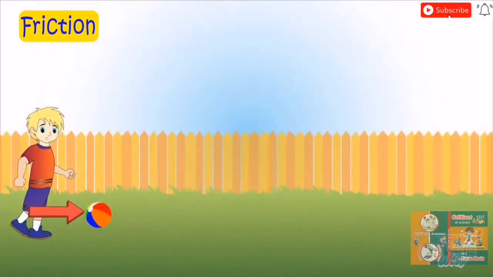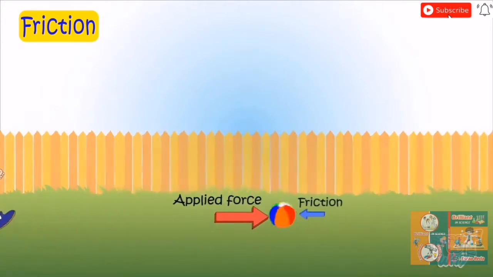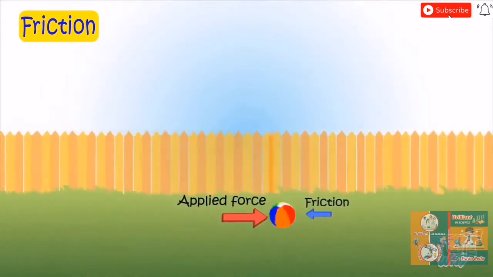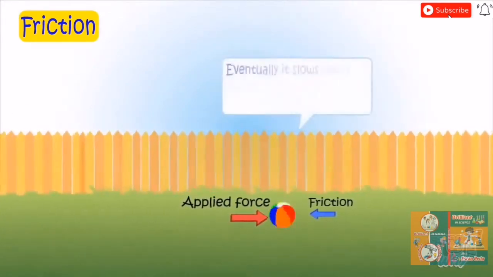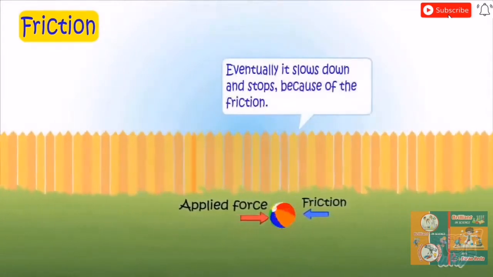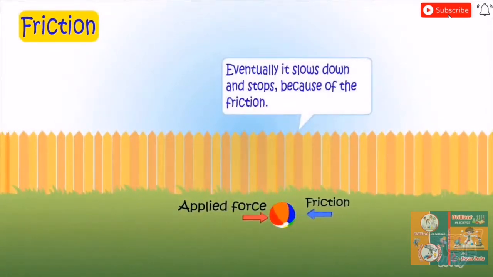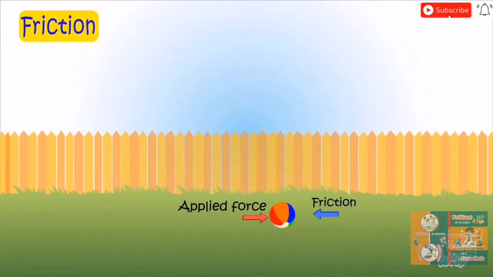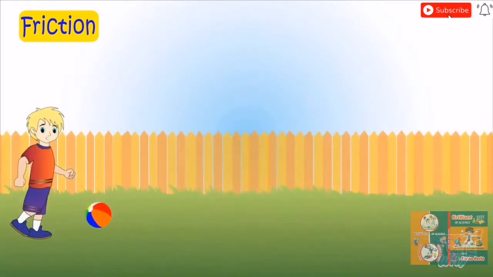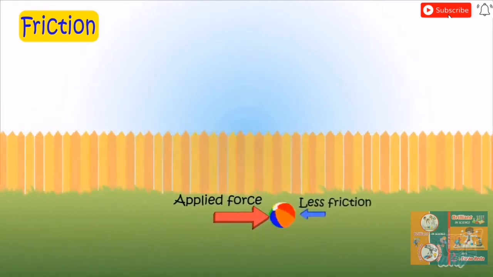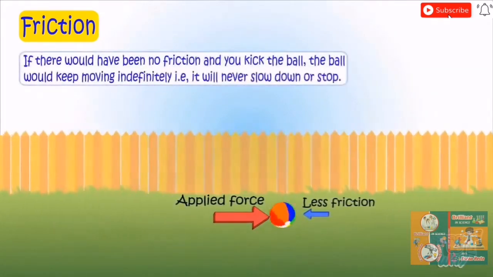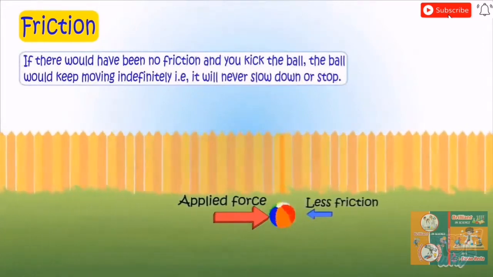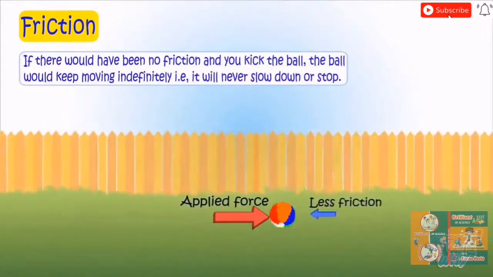Here we have a ball. Now kick it. It will start moving. But eventually it slows down and stops. It is because of the friction or the opposing force which is always there. If there had been no friction and you kicked the ball, it would be moving indefinitely. That is, it will never slow down or stop.